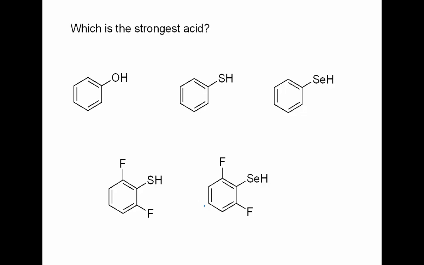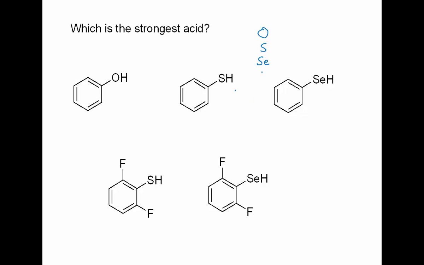Okay, the two trends. Acidity increases as you go down the periodic table, and acidity increases if you have electronegative atoms in the vicinity of the acidic proton. Most of you probably haven't memorized where selenium is in the periodic table. They're all in the same column of the periodic table. So we're comparing oxygen with sulfur with selenium.